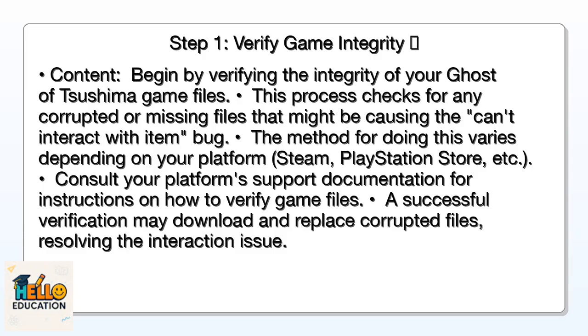Begin by verifying the integrity of your Ghost of Tsushima game files. This process checks for any corrupted or missing files that might be causing the "can't interact with item" issue. The method for doing this varies depending on your platform: Steam, PlayStation Store, and so on. Consult your platform support documentation for instructions on how to verify game files. A successful verification may download and replace corrupted files, resolving the interaction issue.